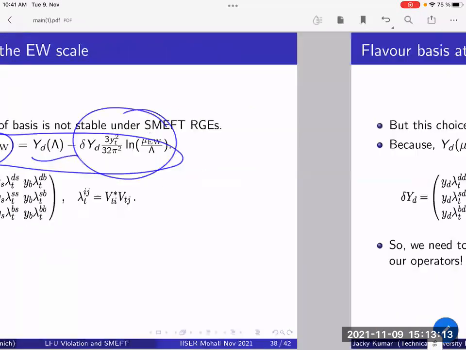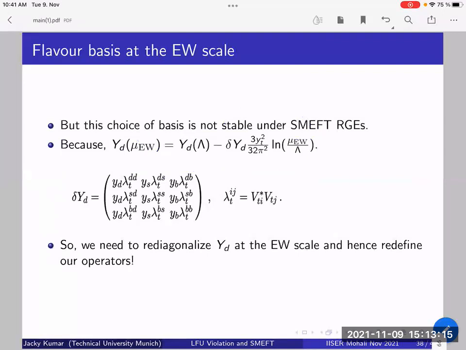That means whatever basis you chose at the high scale, you have to rediagonalize the Yukawas at the electroweak scale, which is equivalent to defining your fields once again at the electroweak scale. And that's why you have to redefine your operators. And this introduces an additional source of flavor violation in the SMEFT.